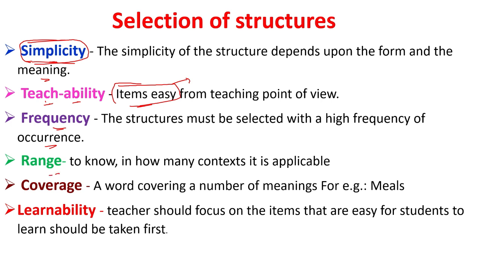And range is to know in how many contexts it is applicable. Any sentence, if you take, in how many contexts it is applicable, so that he has to know the range of that sentence or structures. Coverage, a word covering a number of meanings, for example meals. Coverage means if they take one word, that word has how many meanings, so they try to cover all the meanings.